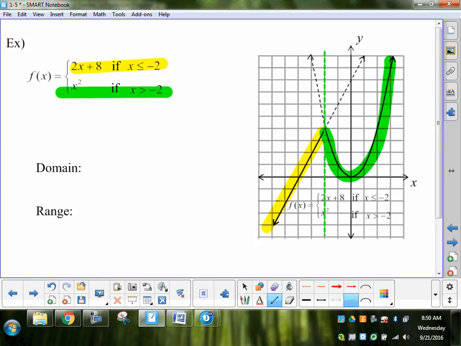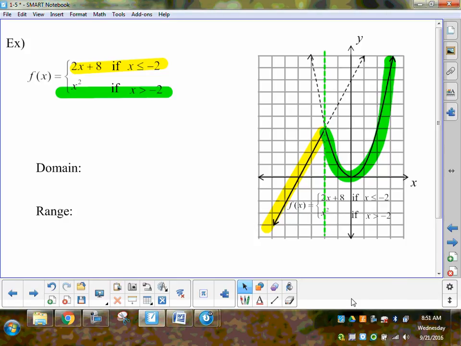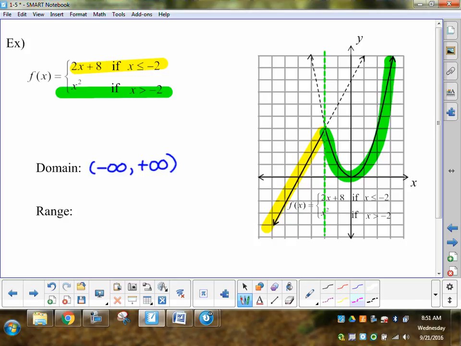Now let's answer this. What's the domain of this graph going to be? Take a look at the picture. What would the domain of this graph be? Ben, what do you say? The entire thing. Yep, based on this complete graph, what's its domain? Because every x value is used.